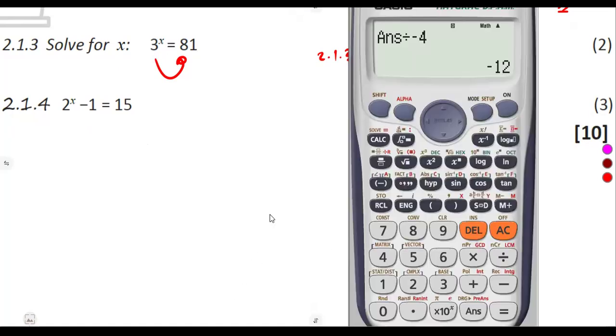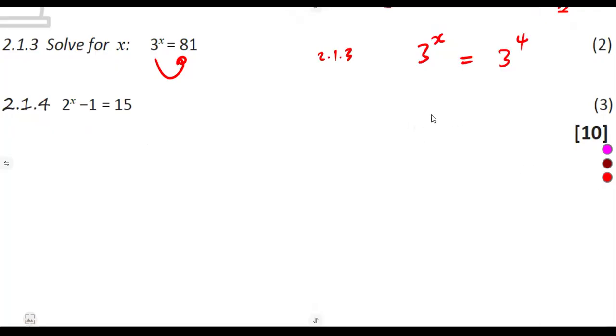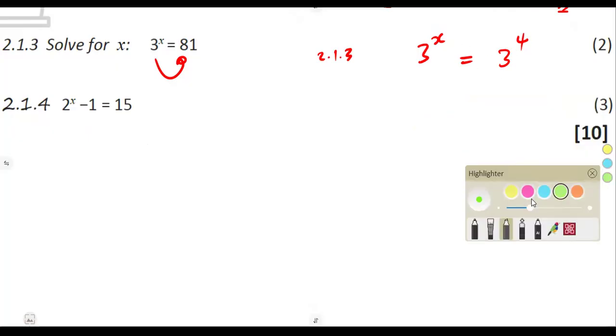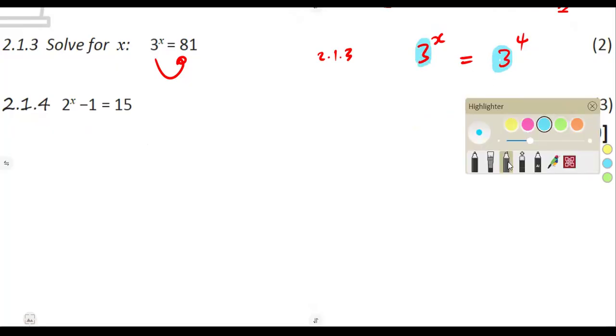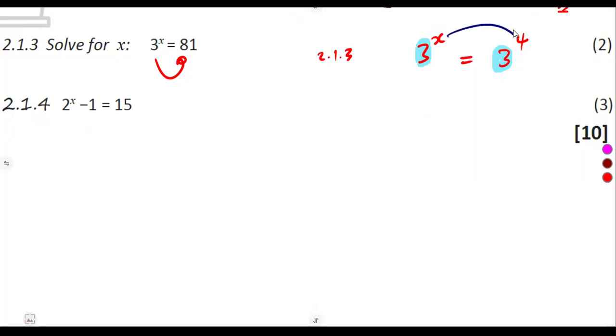Like I said, if you do not know, then what you do, take your calculator. 81 is equal to, then shift fact, 3 to the exponent of 4. As we can see, we can have the answer direct. So 3 to the exponent of x, if it is equal to 3 to the exponent of 4, as the bases are the same, automatically it tells us that the exponents must be equal. So therefore, x is equal to 4.